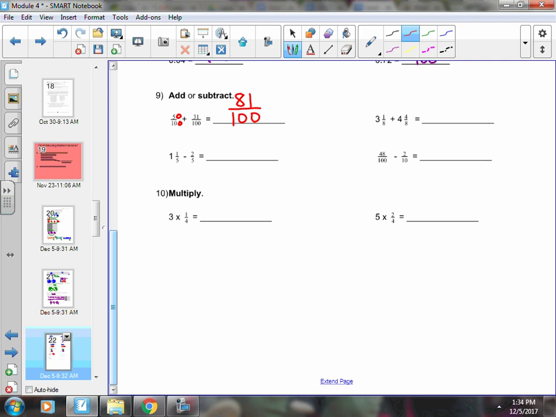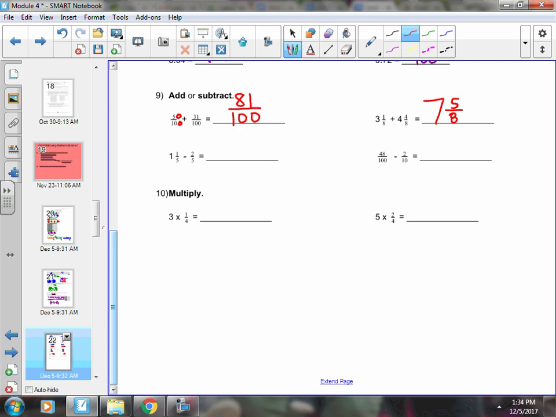The one right next to it, already easy. The denominators are already the same. A big old 3 plus a big old 4 is a big old 7. 1/8 plus 4/8 equals 5/8. Down below, a subtraction problem. Do you notice what I notice?